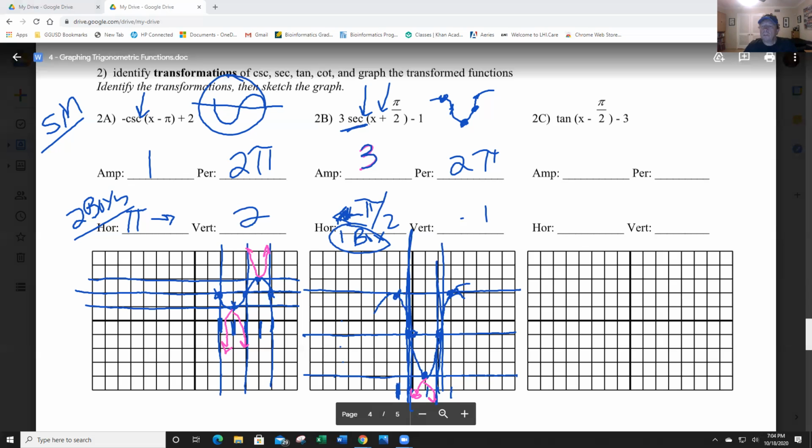Tangent. Okay. Remember, it doesn't have an amplitude. We're not even going to talk about the amplitude. It doesn't really have it. There's no such thing on that. Okay. The period on this is going to be pi, because it's just pi divided by that number, which is a 1 right there. Remember, tangent repeats itself every 180 degrees, which is pi.